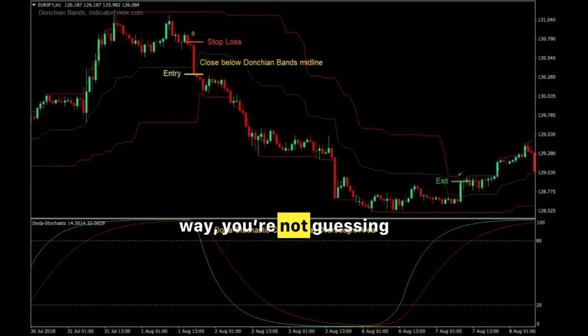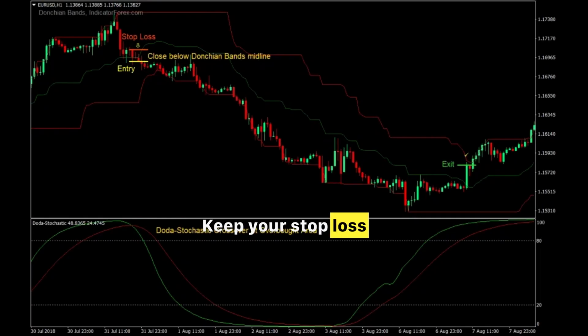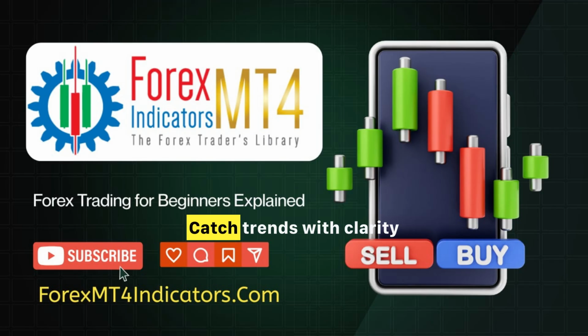This way, you're not guessing. You're trading confirmed trend continuation. Keep your stop loss just beyond the opposite Donchian band. If price closes back inside the breakout zone, the trend could be failing. Protect your capital. Catch trends with clarity and fewer false moves.